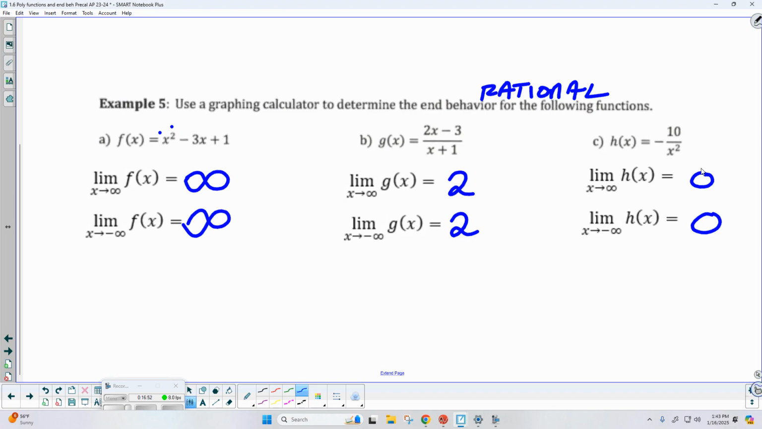Let me ask you a real quick question. Let's see what you can remember from Algebra 2. Is it possible for the end behavior of a rational function to ever curve towards positive or negative infinity? What do we think? Yes or no? Okay, Maya's shaking her head yes, and she's absolutely right.